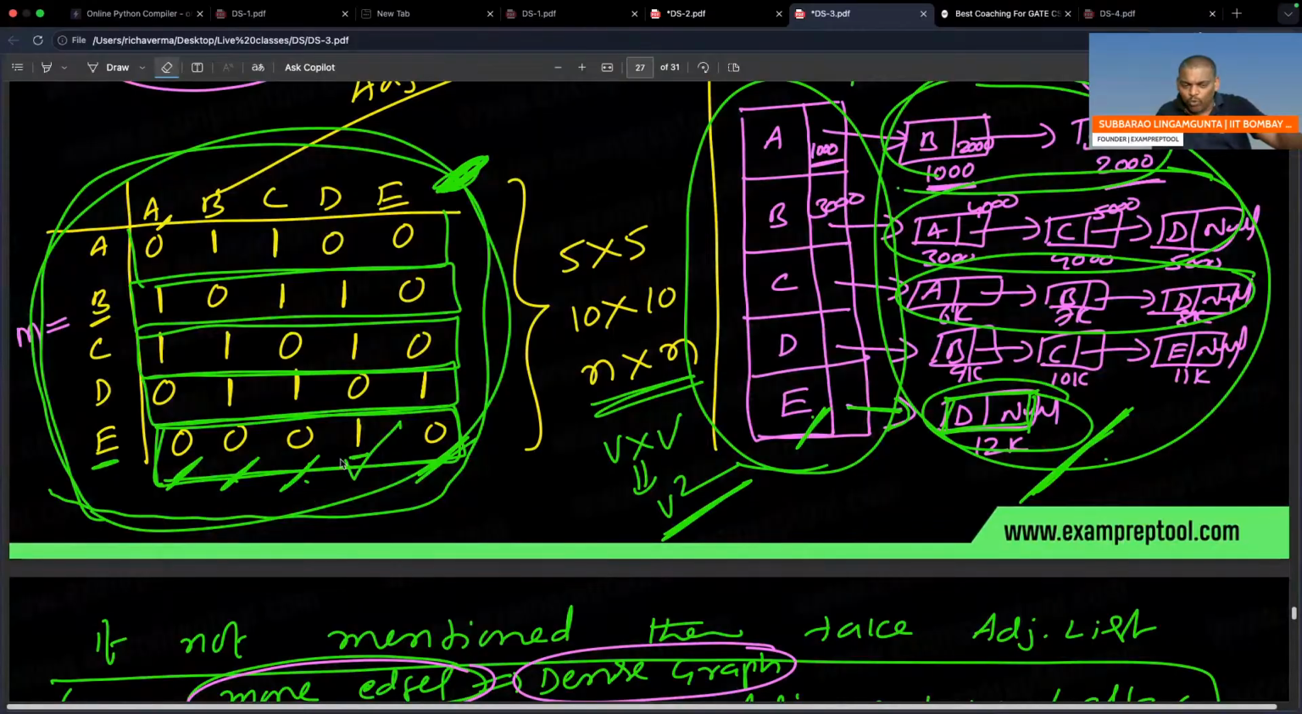See, more edges means the total matrix is required, V square. So less edges means less will come.